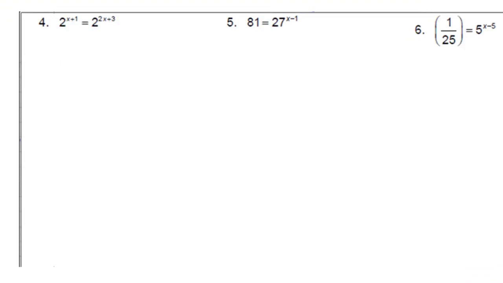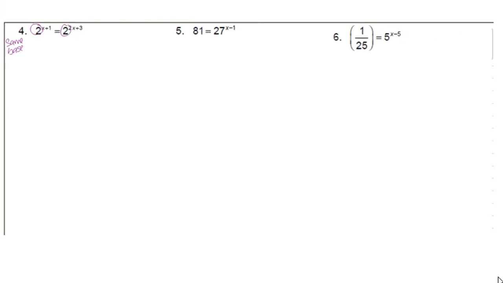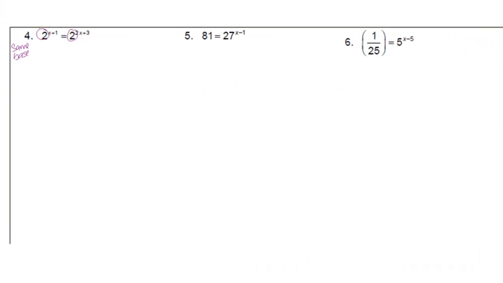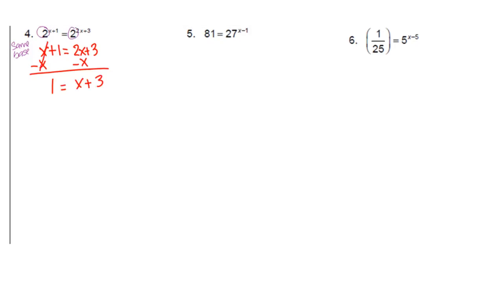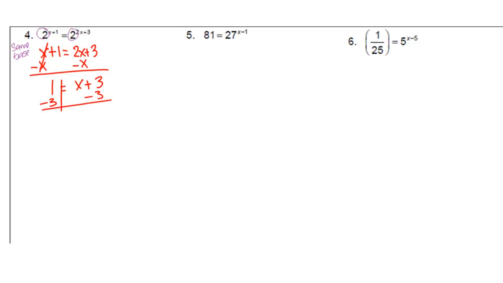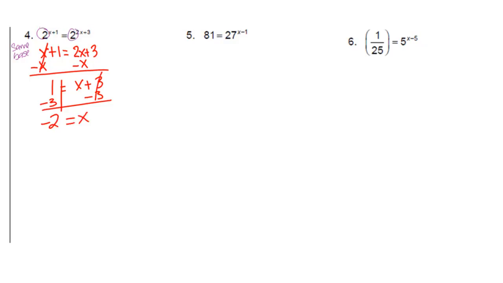Now let's look at number 4. Looking at number 4, we do have the same base. So all we have to do is bring down our exponents. We need to solve for x. So we, first of all, will subtract the 1x from the left side on both sides. And that would give us that the ones on the left side will cancel. So we have 1 equals x plus 3. In order to solve for x, we need to get rid of that positive 3. So then we will subtract 3 from both sides. The 3's on the right side of the equal sign will cancel. So we have x is equal to -2.